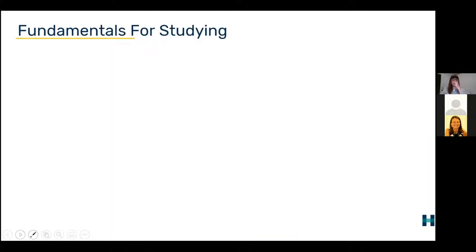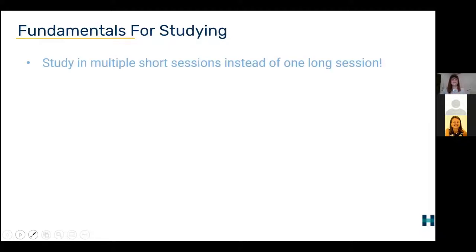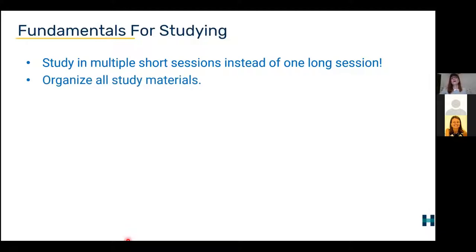So let's look at the fundamentals that are related to this. This is an overview, and we're going to go through each fundamental in detail. Number one, it is crucial to study in short sessions instead of one long session. In terms of memory retention, after about 20 or 30 minutes, your brain needs a break, and you're not going to be able to retain any additional information. You need to organize all your study materials not according to format, like all my notes, then all my textbook, then all my worksheets, but according to content. We're going to go over that.